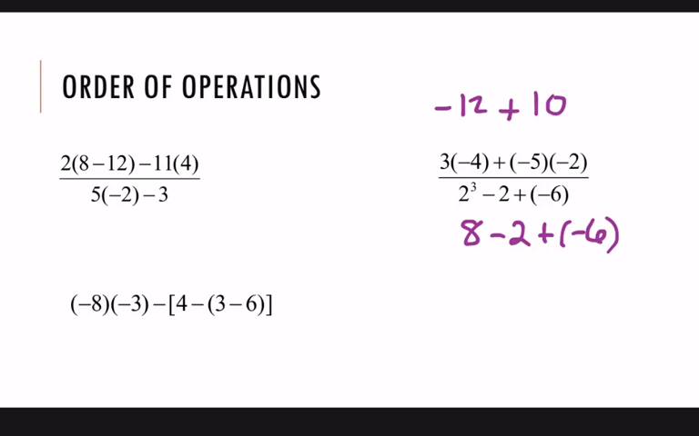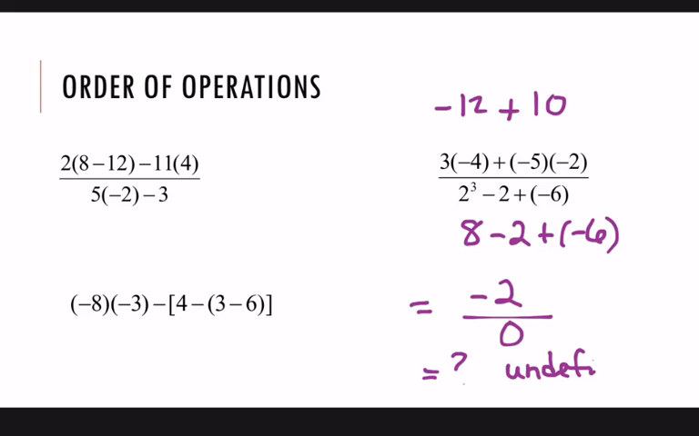And then I'm left with addition and subtraction in both the numerator and denominator. So in the numerator I have negative 12 plus 10 is negative 2, and in the denominator 8 minus 2 is 6, and 6 plus negative 6 is 0. Okay, negative 2 over 0. What is that? Well, we're just going to say that that's undefined.